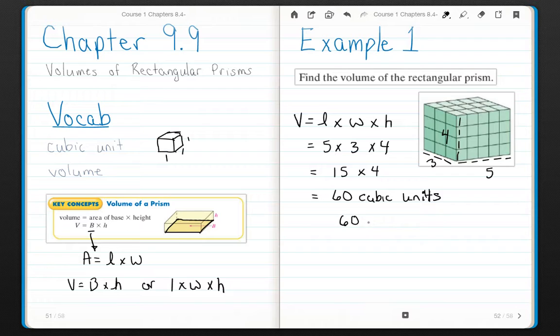Or 60 units cubed. Now notice, gone is the square. Area equals units squared. Volume equals units cubed. We use the 3 as an exponent when we're talking about volume. And we do so because we are multiplying 3 dimensions together instead of only 2 when we multiply area.